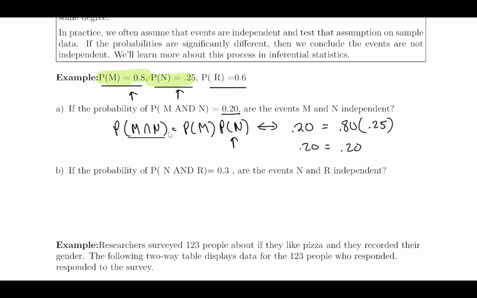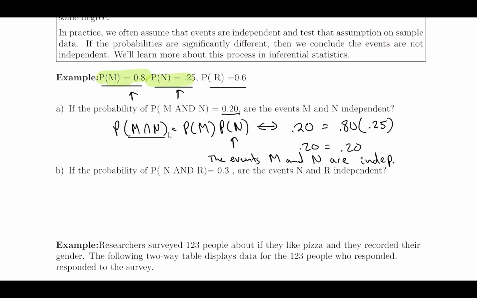All right, are the left side and the right side equal to each other? Cool. Since the left side and the right side are equal to each other, we say the events M and N are independent. And that's it. That's how you check to see if two events are independent based off of the probability that you get. All right, so let's go on to part B.